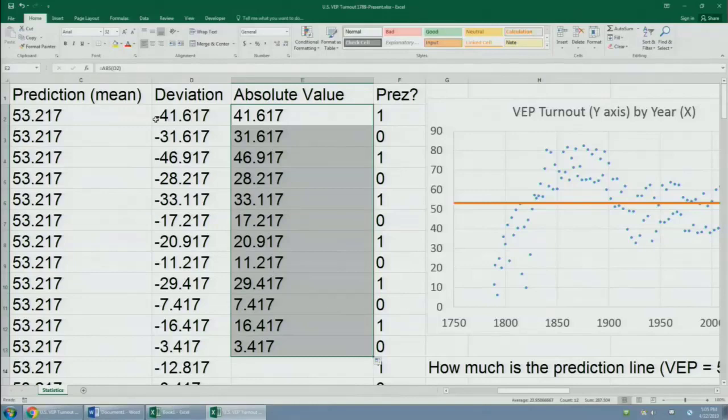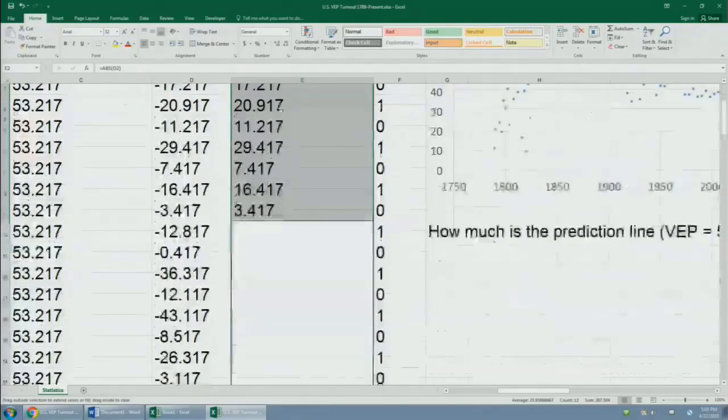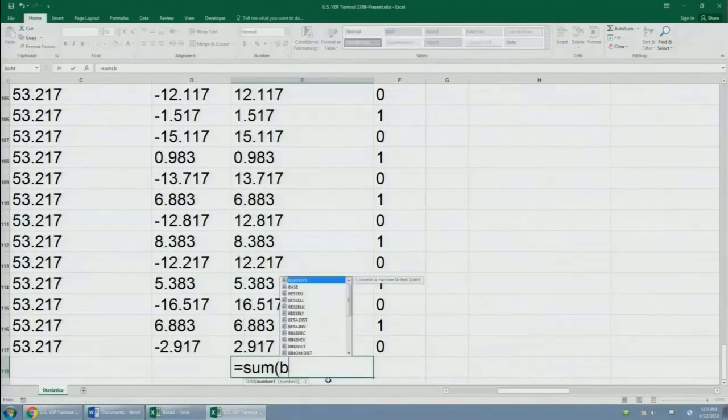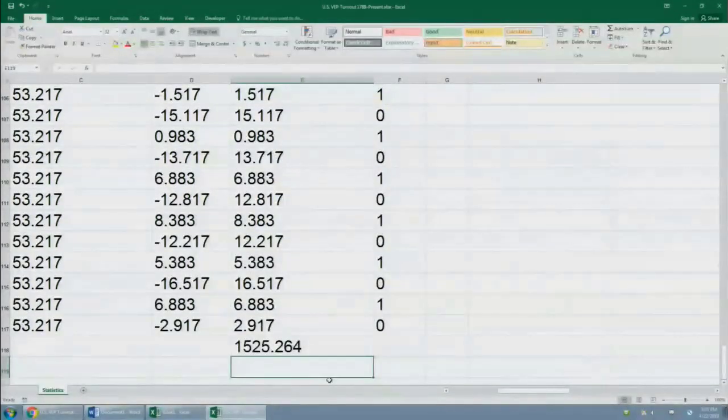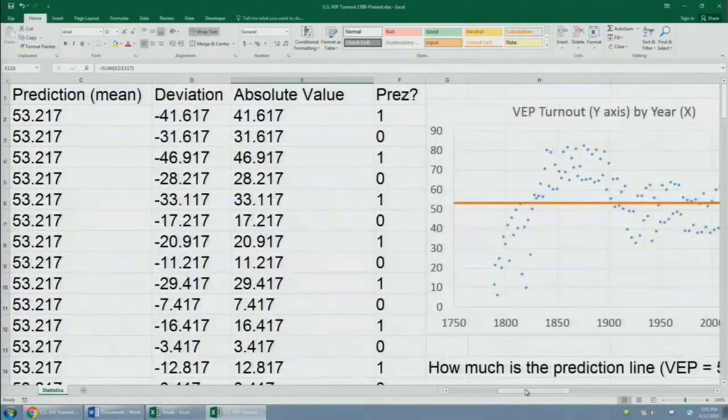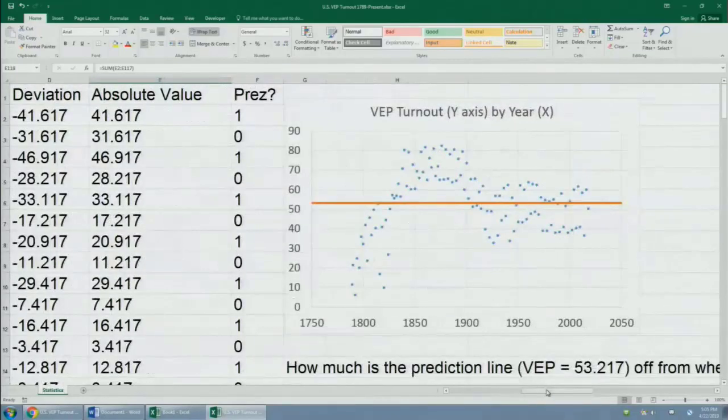That's one way to get rid of the sign. And then you could just take the sum of all that, B2 to B117, or E2 to E117. Oh, and then you actually get a number. Like the total amount, if you take away the pluses and the minuses, right? Wow. And you get the magnitude, it's like a total of 1,525 points off all across that graph. That's one way to do it.